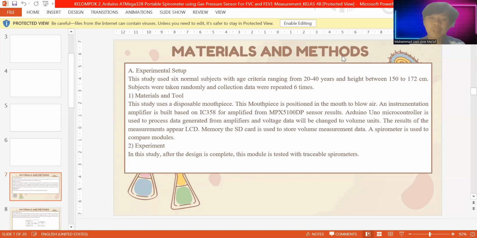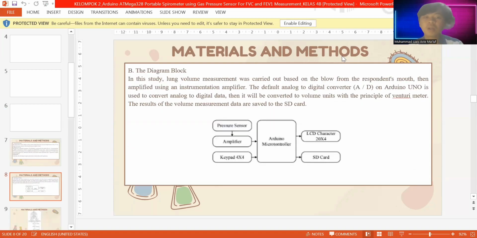Number 2, experiment. In this study, after the design is complete, this module is tested with a commercial spirometer. Number 3, the block diagram. In this study, lung volume measurement was carried out based on the blow from the respondent's mouth.